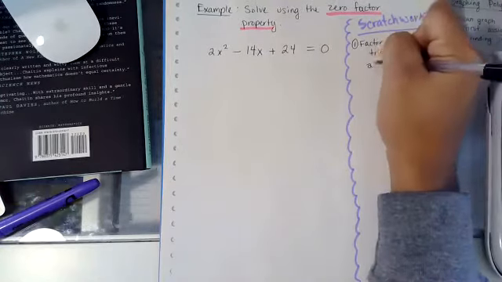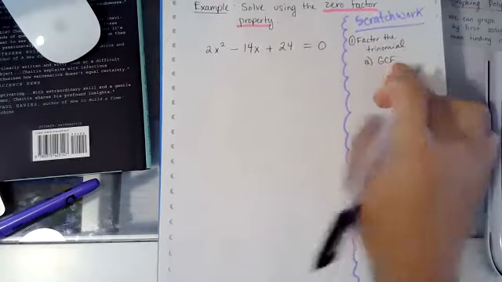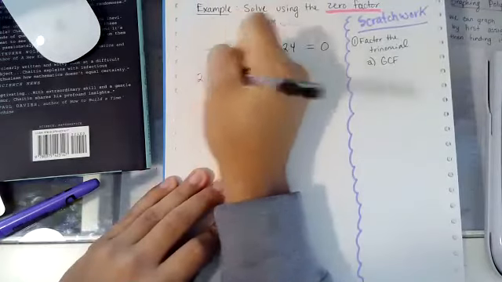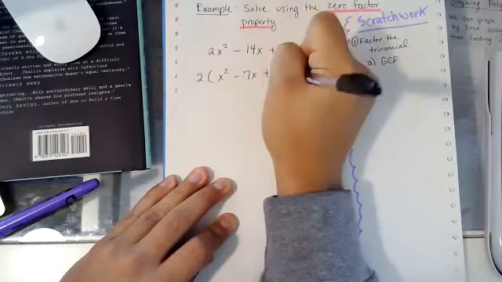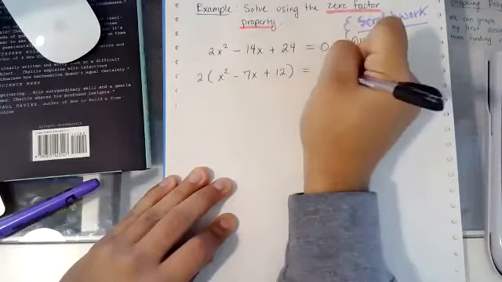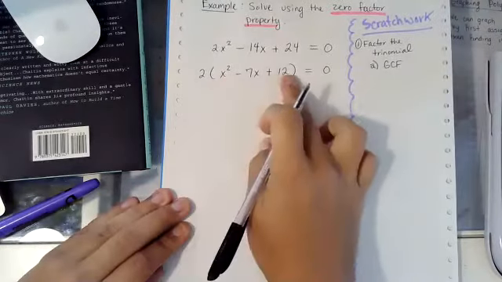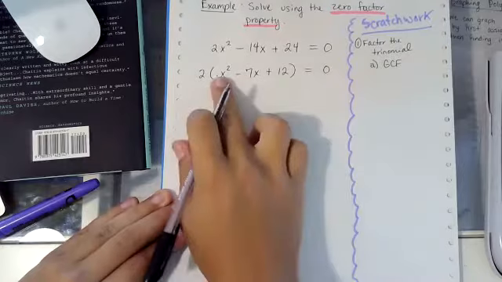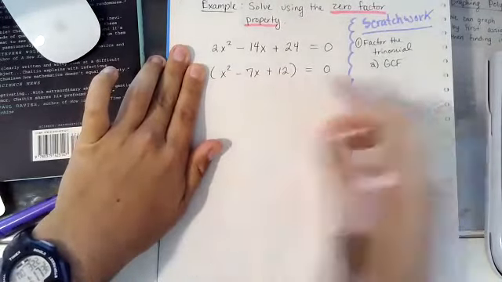And the first thing that we're going to want to do is look to see if there's a GCF that we can factor out. So what I might say is that this is 2 times x squared minus 7x plus 12 equals 0. Okay. So that's good. We've factored out our GCF, but can this trinomial here in the parentheses be factored further?